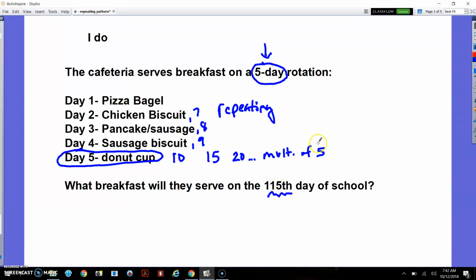115, multiples of 5 are easy, right? Because we know that they all end in 5s and 0s, right? 5, 10, 15, 20. And so this is a multiple of 5.